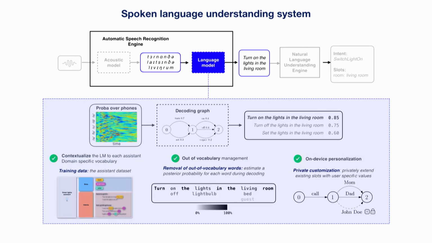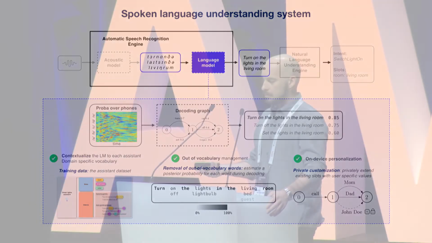And the third thing is on-device personalization. So we were able to adapt the language model by dynamically changing it on the device to adapt to the user. For example, if you want to add a new contact to your phone book.